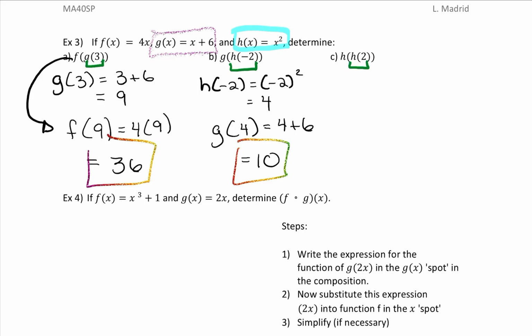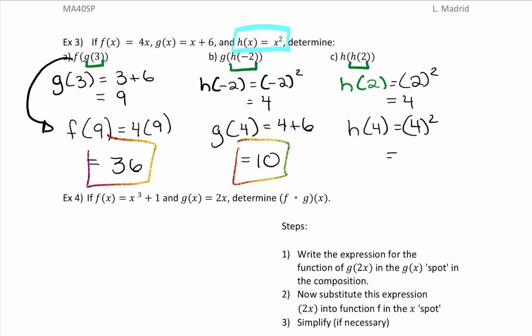We're going to start with h of 2. The equation we're using here is, once again, h of x equals x squared. So we have 2 squared, which means h of 2 equals 4. We're going to rewrite the question. Instead of h of 2, we have h of 4. And we're actually just plugging it back into the same equation, which is x squared. So 4 squared, which is 16.